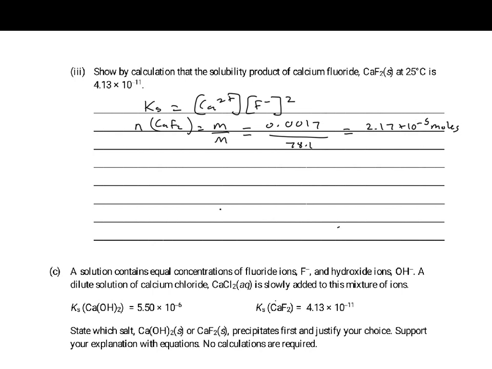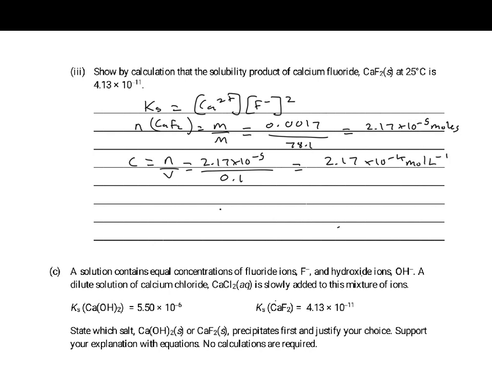Once you have the number of moles, you can work out the concentration. Concentration equals number of moles over volume. So 2.17 times 10 to the minus 5. The volume you were told was 100 mL, so 100 mL in litres is 0.1. Chuck that in your calculator, you get this number here, moles per litre (mol L^-1).